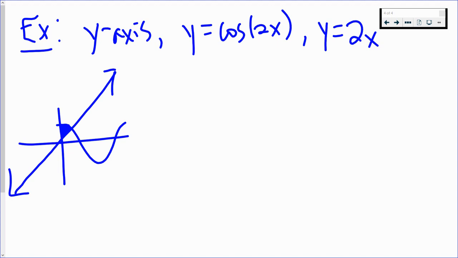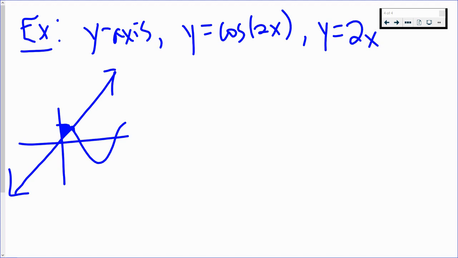Now, we know where we're going to start. The first number is 0. Our interval starts at 0 because that's where the y-axis is. What we have to now figure out is, where is this intersection point? Where are cosine of 2x and 2x equal to each other? So that's the first thing that we got to figure out.